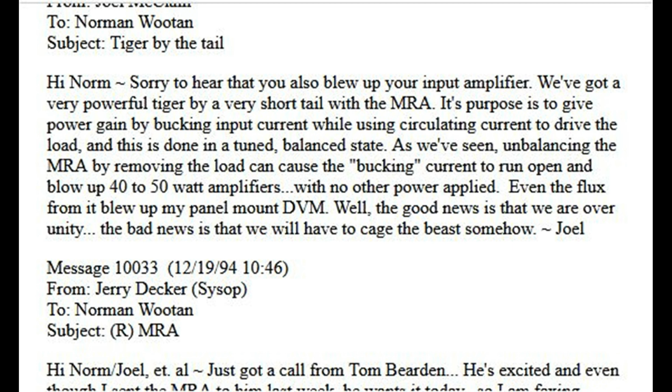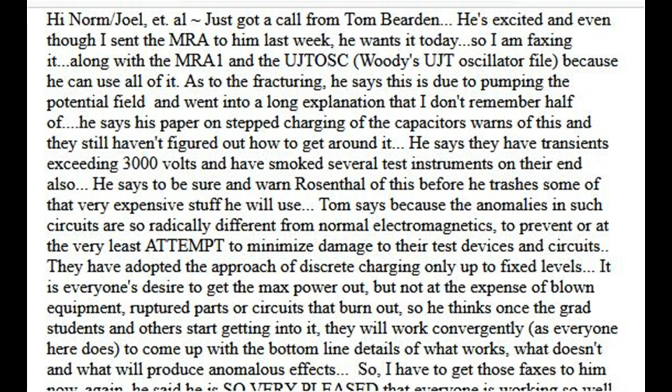Message 10033, December 19, 94, 10:46. From Jerry Decker, SysOp, to Norman Wooten. Subject: MRA. Hi Norm/Joel, ET. Al just got a call from Tom Bearden. He's excited, and even though I sent the MRA to him last week, he wants it today, so I am faxing it along with the MRA1 and the UJT-OSC, Woody's UJT oscillator file, because he can use all of it. As to the fracturing, he says this is due to pumping the potential field and went into a long explanation that I don't remember half of.